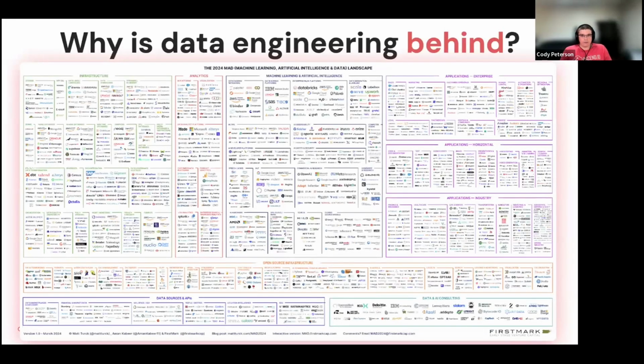So why is data engineering so complex? Why are data teams behind? One of the reasons we like to give for this is just the complexity of the ecosystem.